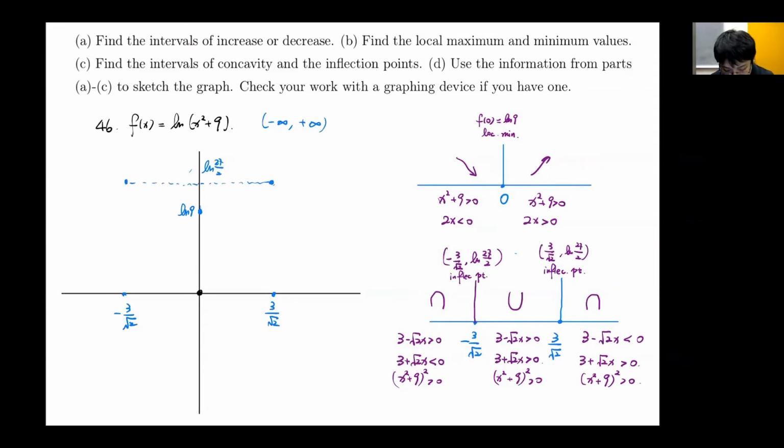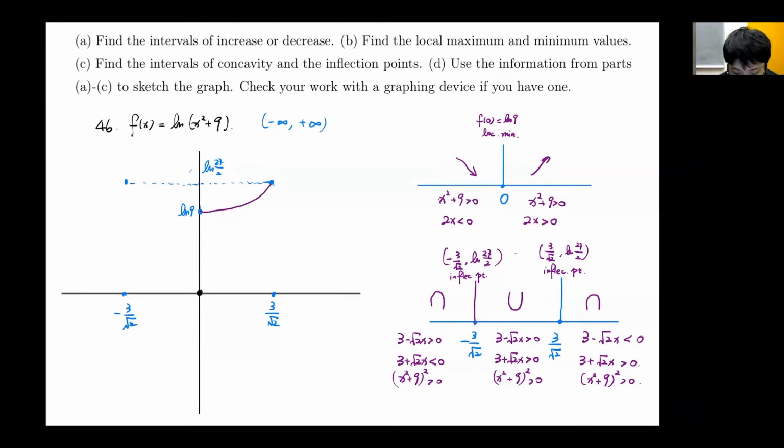Okay, so now let's see what happens. We see that the function will be increasing, and moreover, it will be increasing in a way that is concave upwards. So that's from 0 to 3 over root 2. So that's basically what we have.